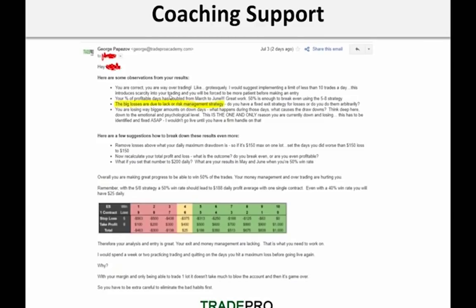We also do some coaching support. You can see this is an email from me personally. It took time to draft this to the guy. I reviewed his trading. I told him what to work on. I showed him a risk management grid that I put together. I put a lot of time into helping our team, as do all of our other team members.